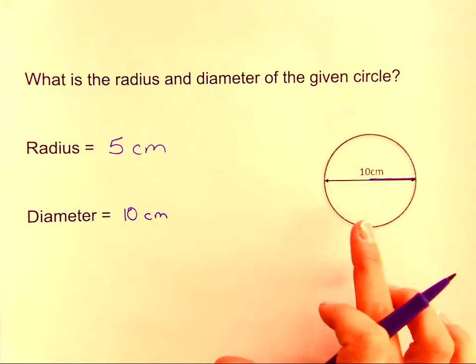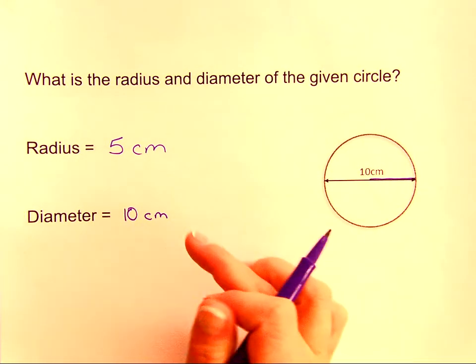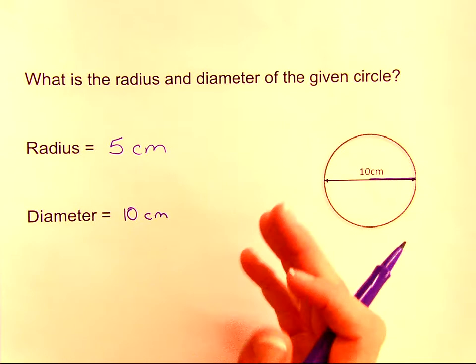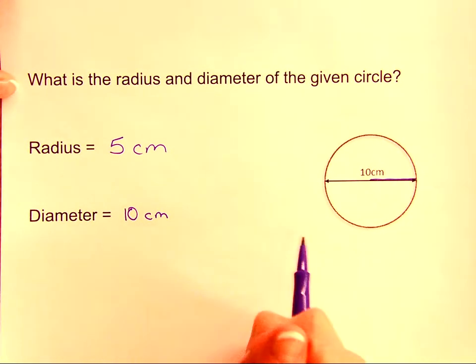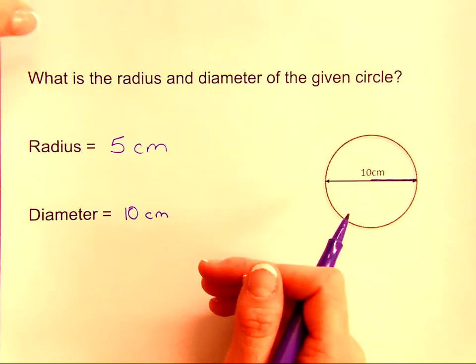Now no matter what I give you, it's important to be able to find the radius or the diameter, because depending on what calculations you're doing, you might need the radius, you might need the diameter.